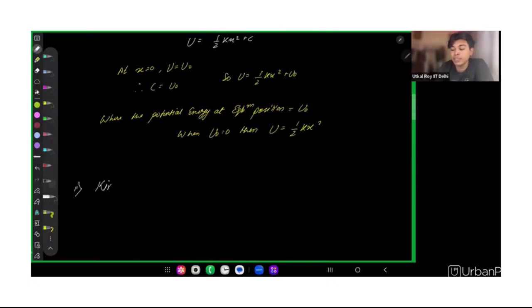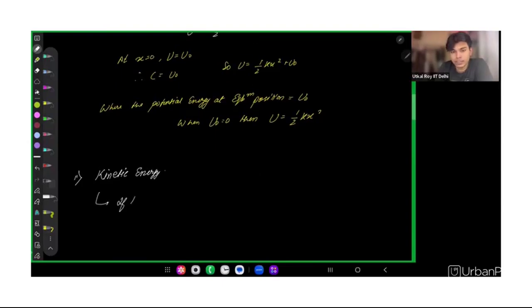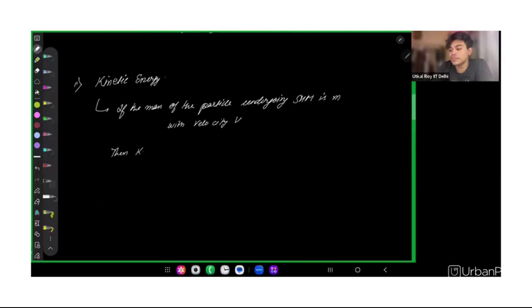Second is kinetic energy. This is also in terms of displacement. If the mass of the particle undergoing SHM is m with velocity v, then kinetic energy at any instant is equal to half mv squared, right? Which is equal to half m omega squared times a squared minus x squared, equals to half k times a squared minus x squared.